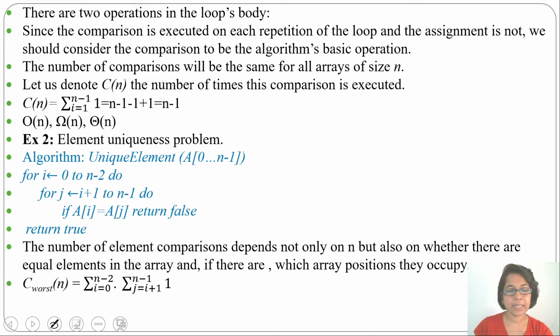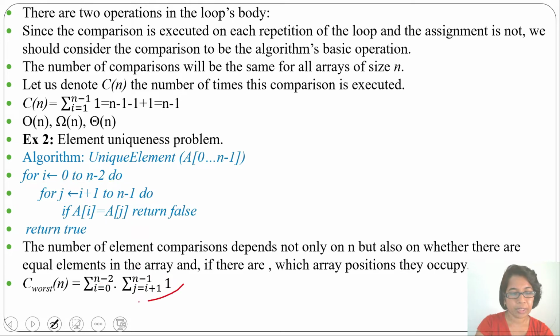So you can write C worst of n equals the sum i from 0 to n minus 2. For this for loop, i ranges from 0 to n minus 2, that's why we can write i from 0 to n minus 2. Then the sum j from i plus 1 to n minus 1 of 1, 1 due to this basic operation. And the j value ranges from i plus 1 to n minus 1, that's why we are writing i plus 1 to n minus 1.